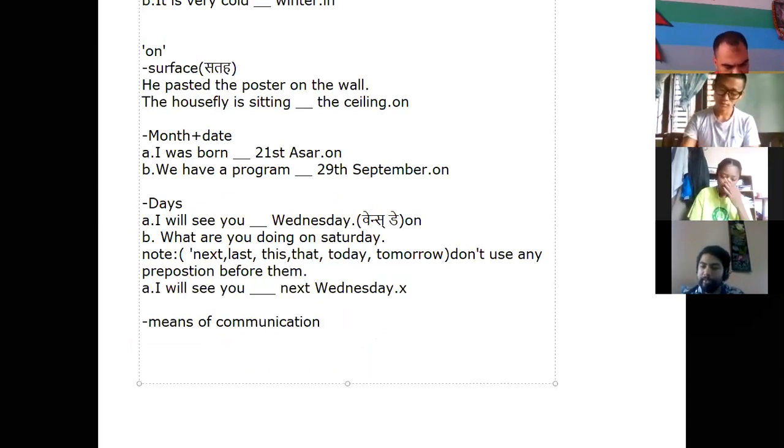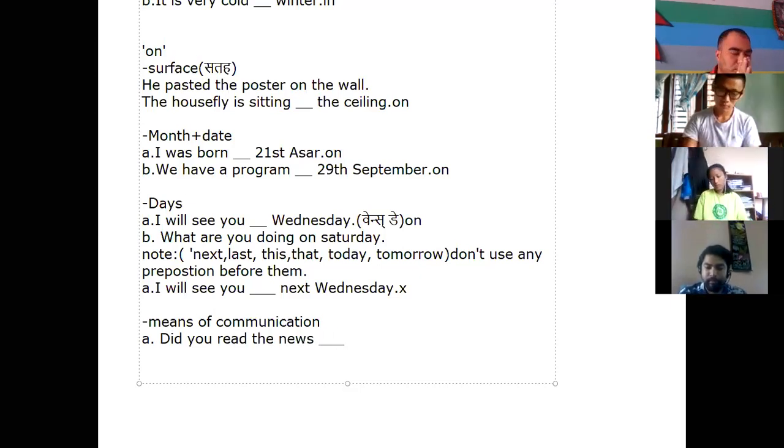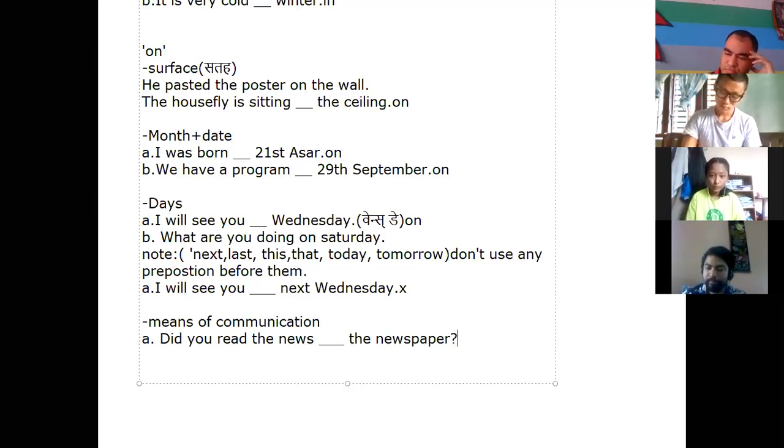Means of communication meaning the media of the world, we always use on. For example, did you read the news? That's the newspaper. And on the newspaper. Did you read the news on the newspaper?